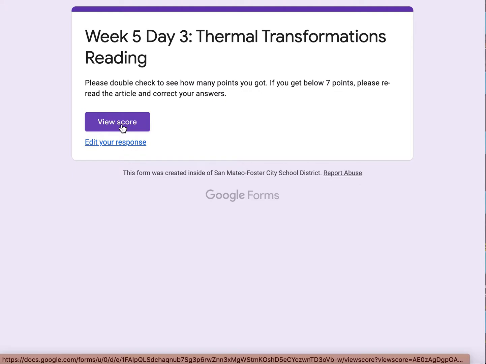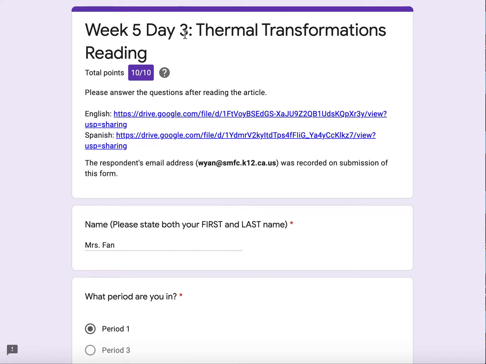If you get lower than 7 points, then it probably shows that you missed some key points when you were reading the article the first time. So you want to go back to reread the article and correct your answers. Let's go over this assignment. After you click View Score, you can check what point you get. Again, you can also find the article again in both English and Spanish.